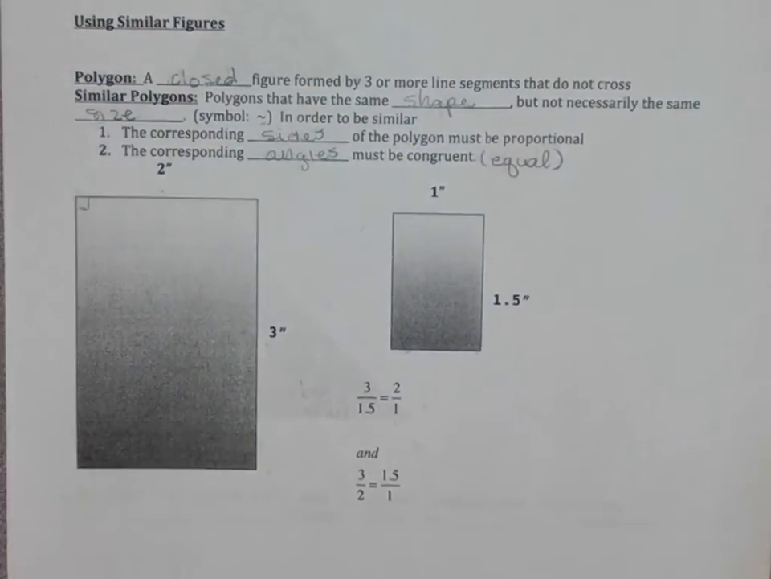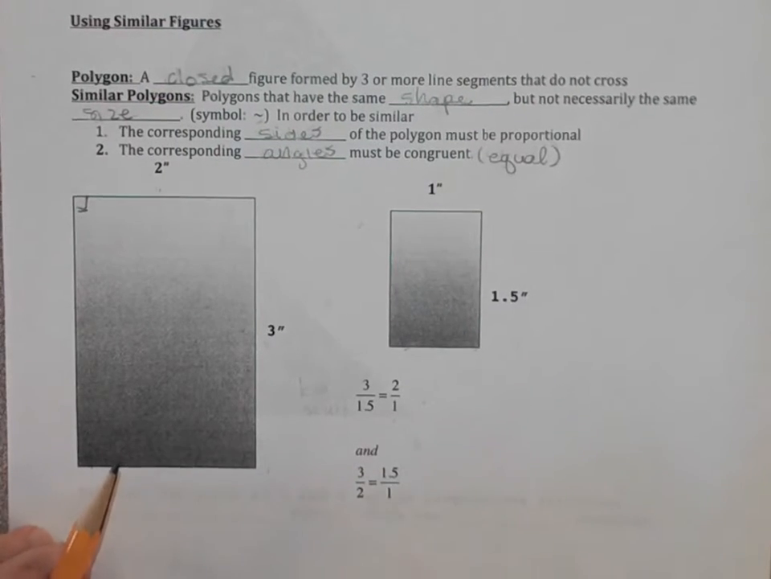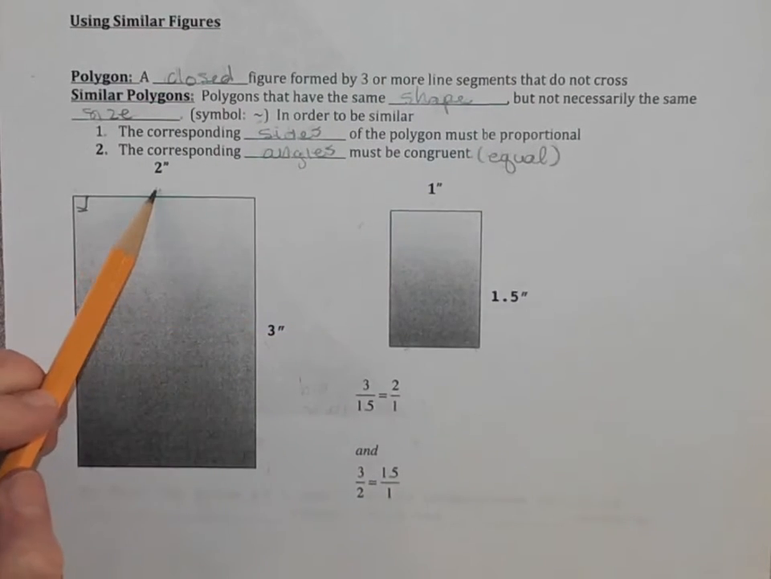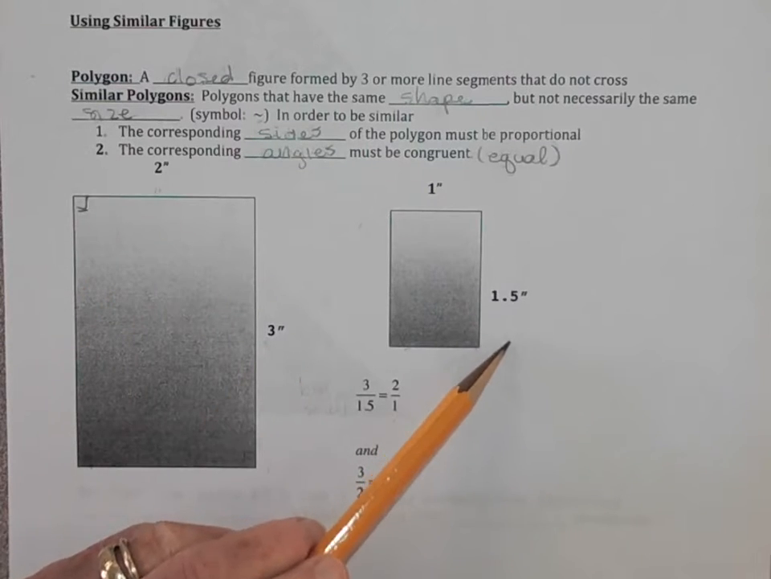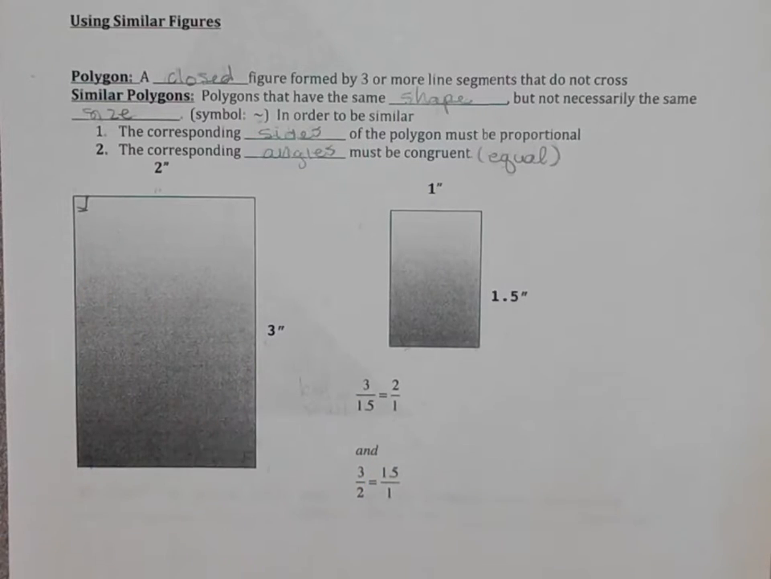So I have an example here that shows 2 rectangles. You can see that the angles are congruent. They're all right angles, so all the angles are 90 degrees. You can see that if I multiply 1 times 2, I get this, and if I multiply 1.5 times 2, I get this, so that must mean they're proportional. So we can write a proportion for this.